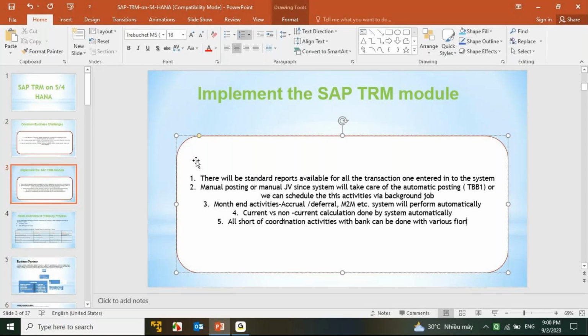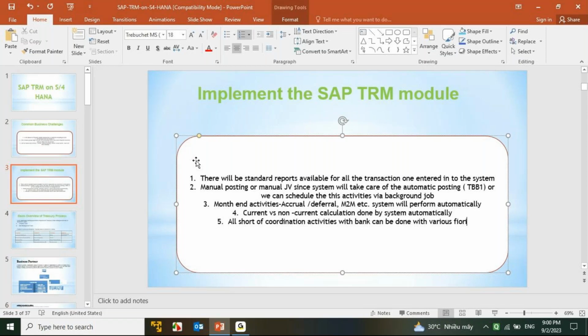So when you post this particular forex memo record into the system, the cash manager can see that data in their short-term forecasting, and based on that they will take a decision. Let's say they have already got the rate, the spot rate, for so-and-so date, and based on that they would buy.